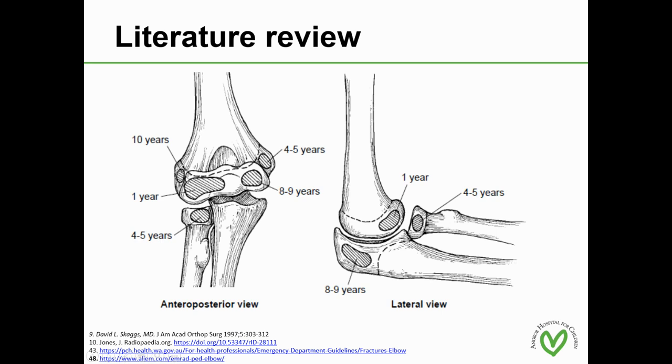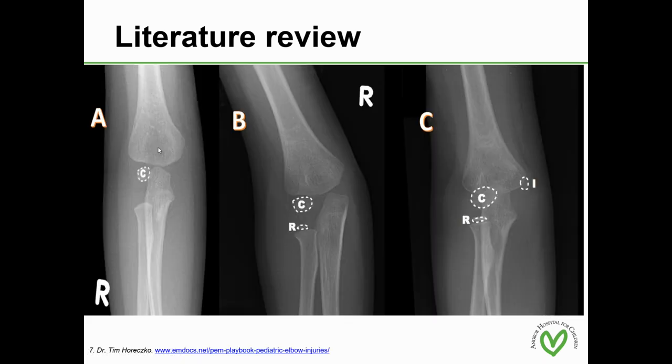And the external condyle appears around 10 years old. This is the image showing how all of the ossification centers look in the elbow X-ray. So A is the capitulum, B is the capitulum and radial head center, and C is the capitulum, radial head, and internal condyle center.